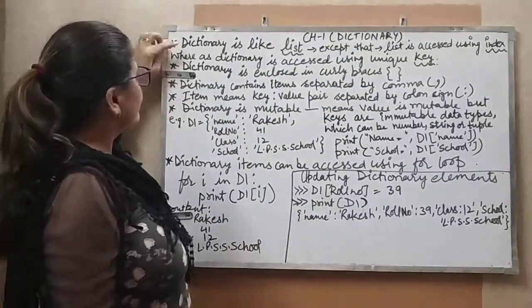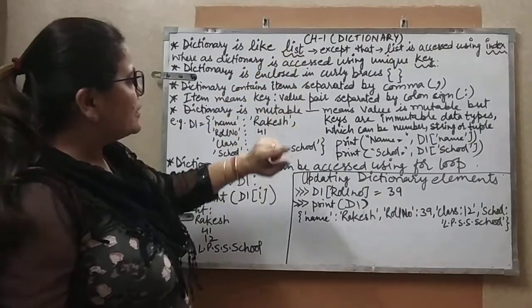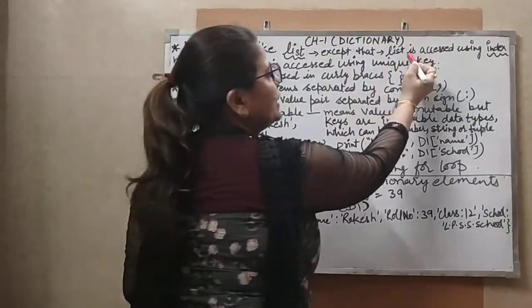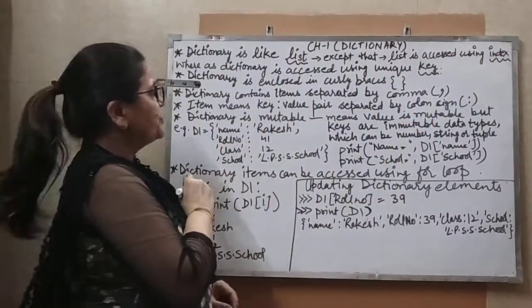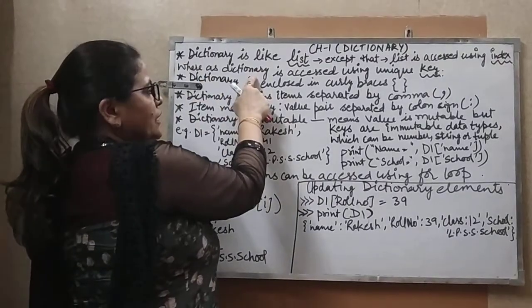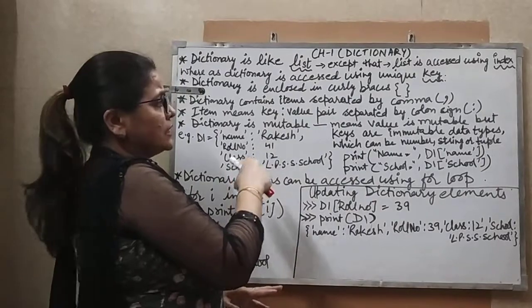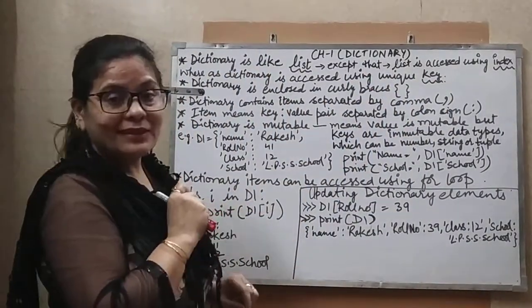Now, as we know, the dictionary is like a list. But the difference between the list and dictionary is that in a list, we can access the elements of the list using the index value. Whereas if we use the dictionary, then we have to access the elements or the values of the dictionary using the unique key. Now the question is, what is the key here?